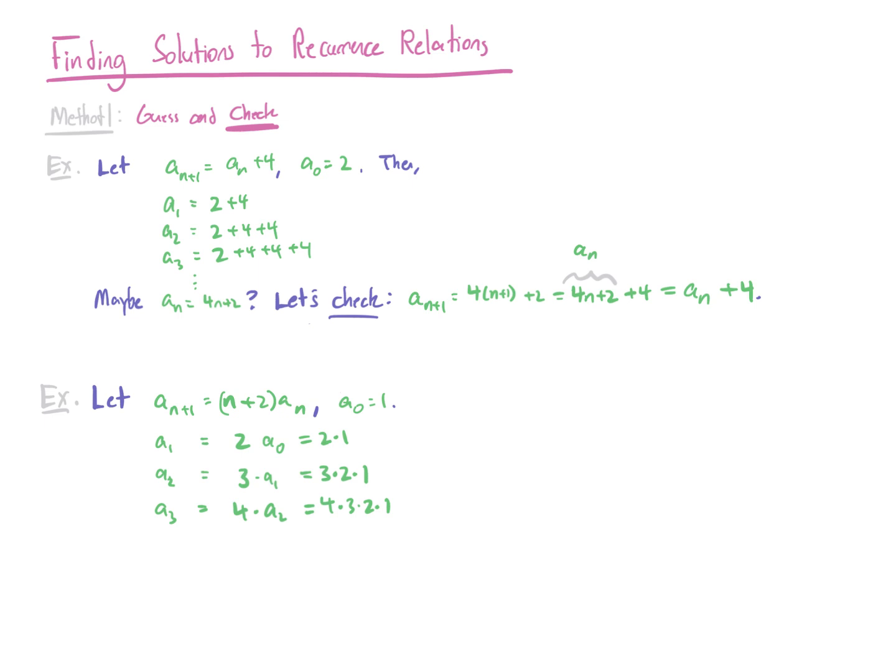So let's make a guess. Here we have to do a little bit of careful bookkeeping. a3 looks like it corresponds to 4 factorial. So that means for my guess, I'm going to say, hey, maybe a sub n is equal to (n plus 1) factorial. We don't know that yet. Is that true? Let's check.